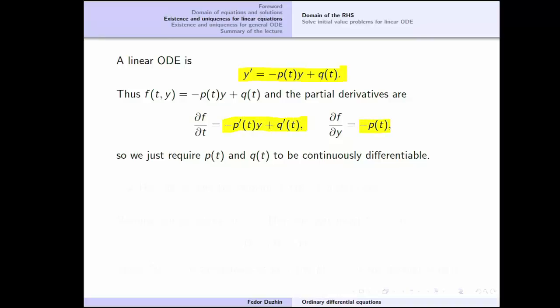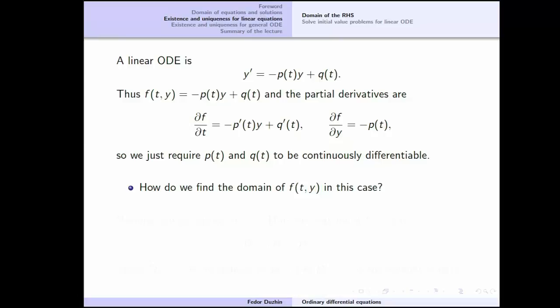and df dy. So now, in order for these two functions to be continuous, we just need to make sure that p prime and q prime are continuous. So which means that p and q have to be continuously differentiable. Right. So from now on, let's assume that the coefficients of the linear equation are continuously differentiable functions of t. Right.